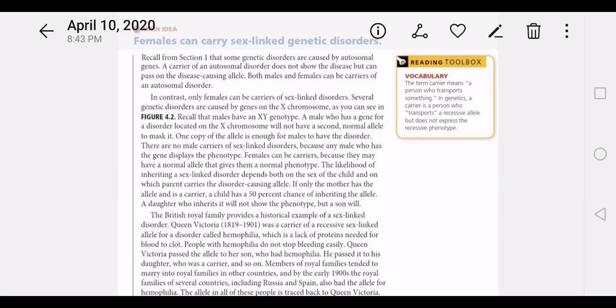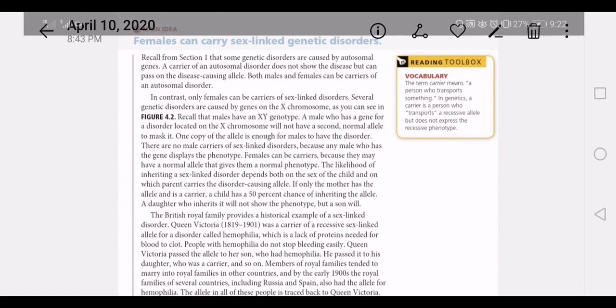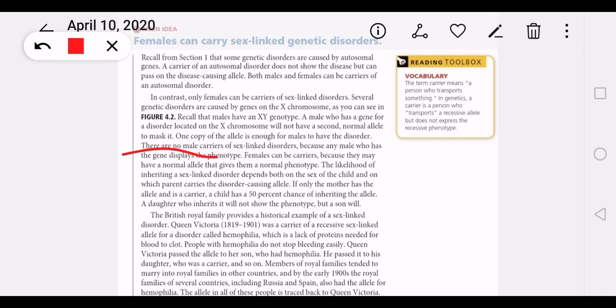For those who want to study from the book and review: there are no male carriers of sex-linked disorders. Why? Because a man has only 1 copy of the X chromosome. In other words, he has 1 copy of the allele. 1 copy of the allele is enough for a male to have the disorder or to be normal. Clear?